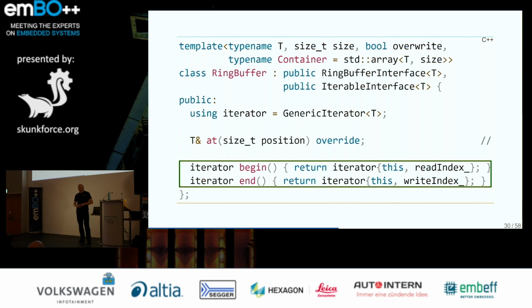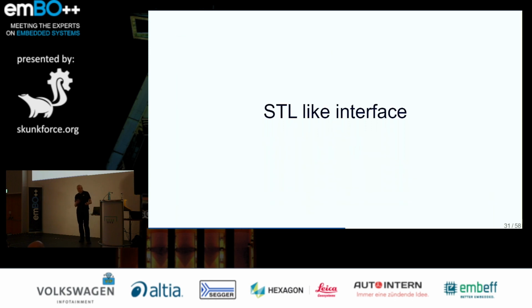So now we can use standard algorithms and range-based for loops with our nice ring buffer. But now something comes up. Here we have more standard methods in a vector. Wouldn't it be nice to have all the nice methods of the standard vector also in our ring buffer? So let's add that, because we can.